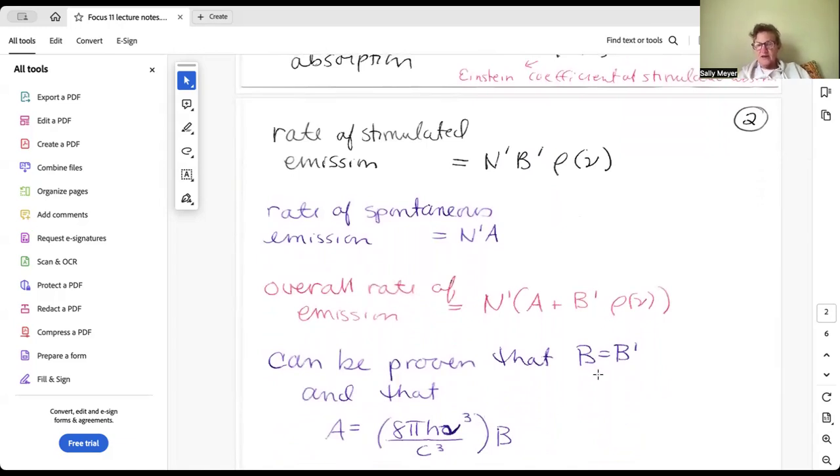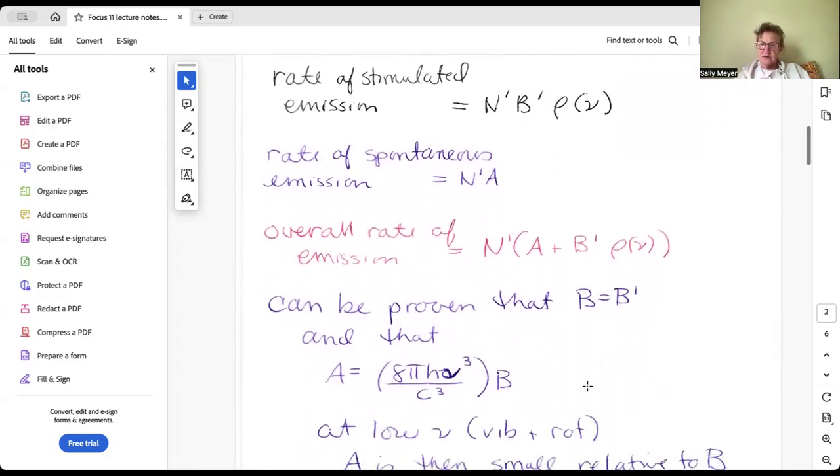We're not going to prove that, but if that's also true, and A will then be equal to B, you can also derive this equation. So this is the coefficient for spontaneous emission, and then it's equal to 8 pi Planck's constant, the frequency of light cubed, over the speed of light cubed, times B, which now is going to be the coefficient for stimulated emission or absorption because they're equal to each other.